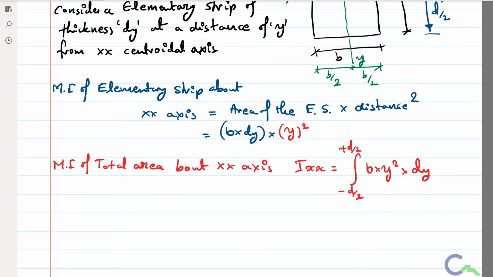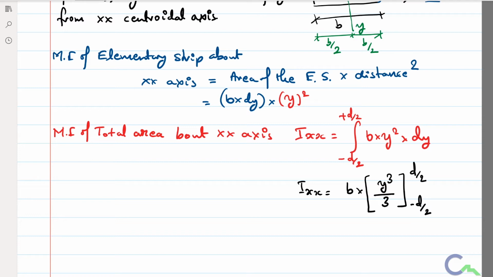So if I do the integration and apply the limit, I can write Ixx is equal to b, which is constant, into y cube divided by 3. So if I apply the limit, that is minus d by 2 till plus d by 2, I am going to simplify this. I will take b by 3 common, then d cube divided by 8 minus, minus d cube divided by 8.